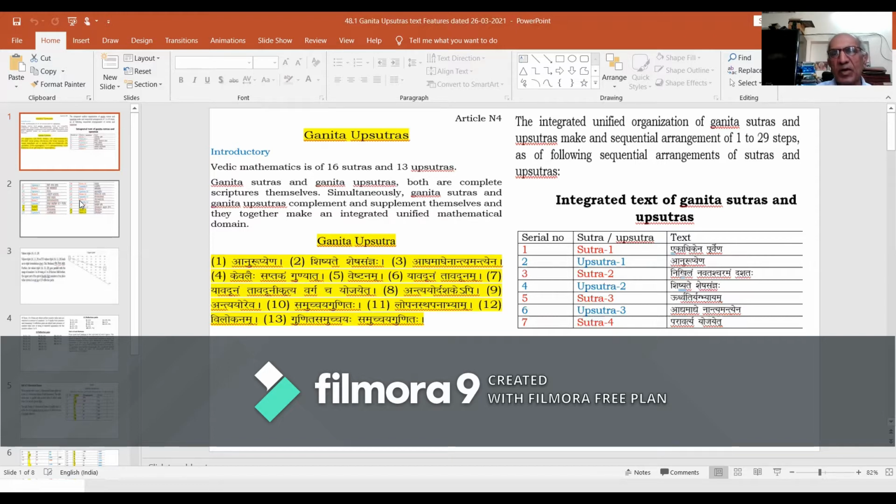First of all, we have to appreciate the distinguishing features of the mathematical domains of Ganita Sutras and Ganita Upsutras. This reach, this visit, this comprehension, this insight, in a way, is the foundational step for us. Now, when from today we are entering upon the mathematical domain of Ganita Sutras, then we have to concentrate upon the text of Ganita Sutras.